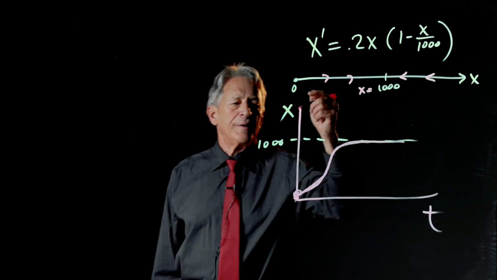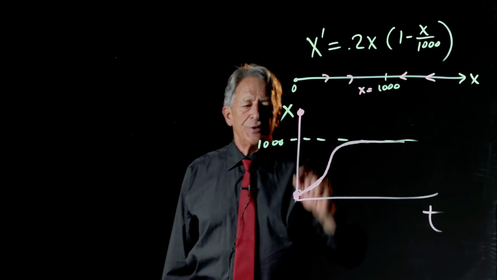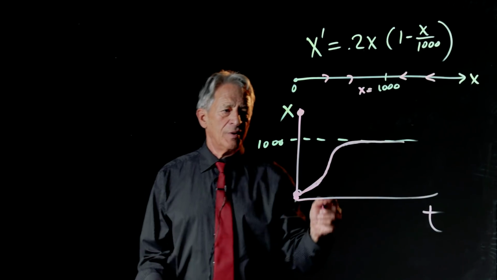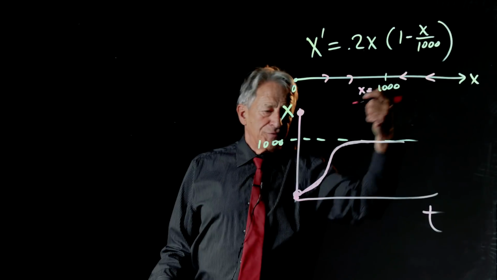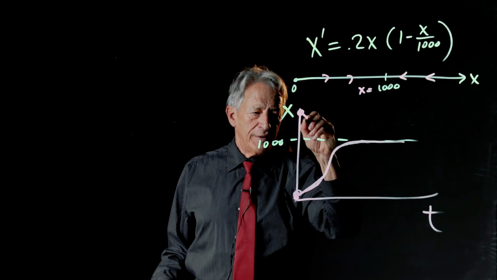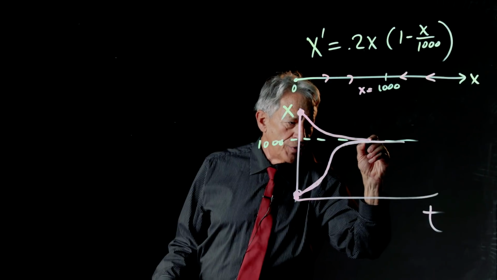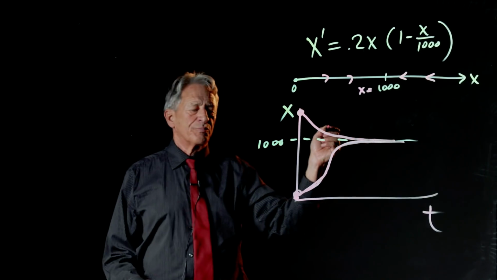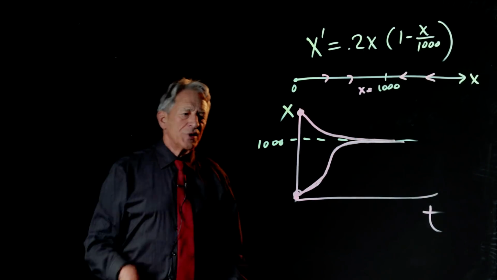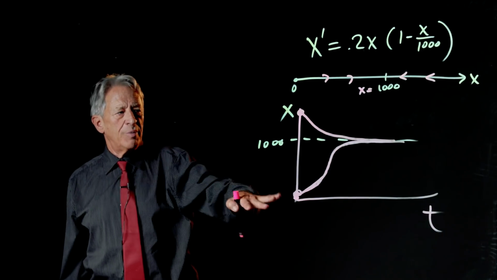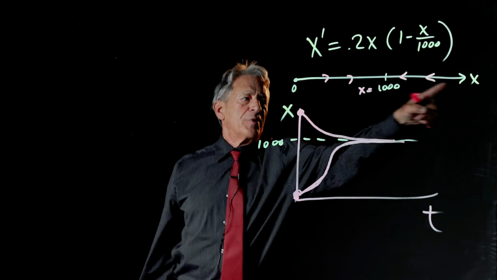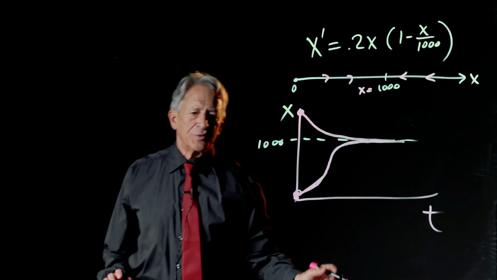Similarly, if we start with an initial condition above 1,000, then the rate of change is always going to be negative. The slope is always going to be negative. And we're going to go to x equals 1,000 that way. So those are the two time behaviors that are predicted by this model. And you can see where that comes from on the vector field immediately.